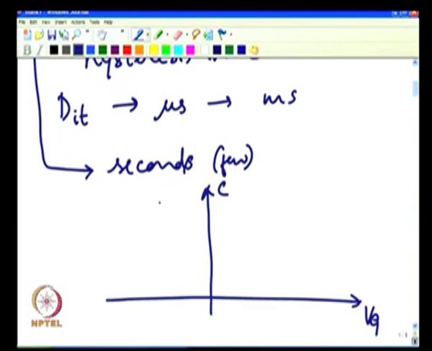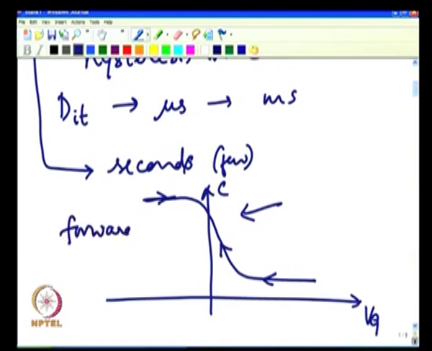Okay. So, ideally if you do this in the forward direction, if your CV looks like this, in the reverse direction the CV will essentially overlap on top of it. This is what you will have ideally. Indeed, this is what you will have in most of the silicon devices today. You will never see any hysteresis, that is, forward and reverse CV are identical.